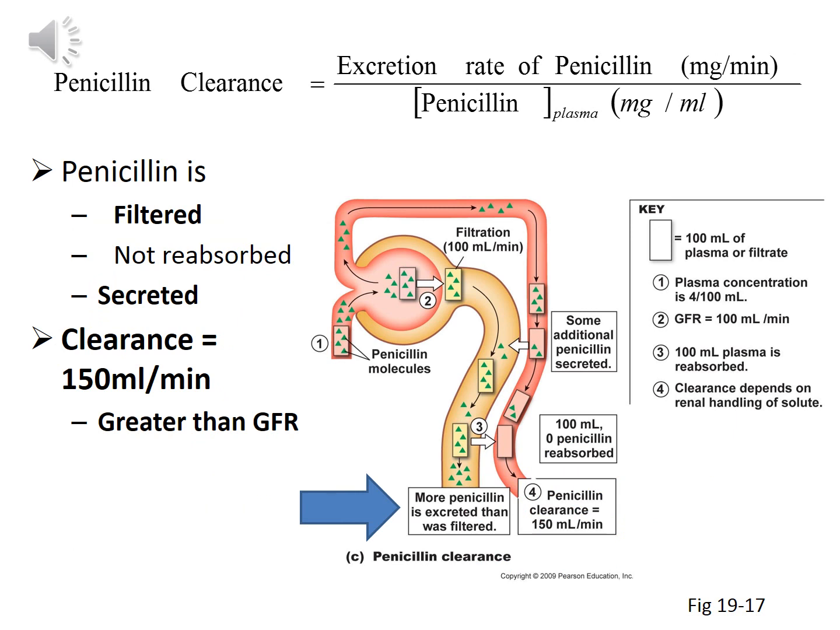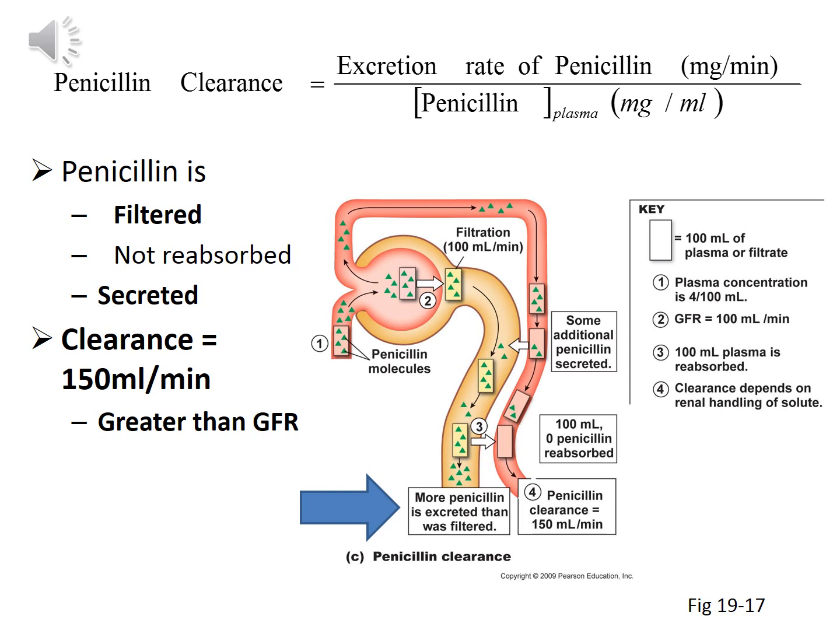So the final one to look at is, how about a product that's actively secreted and filtered? The classic is penicillin. So we'll go through those same steps. We have a filtration rate of 100 mils per minute. We're going to filter 4 of those penicillin molecules. So down we go. But guess what? In the meantime, we also start filtering more penicillin.